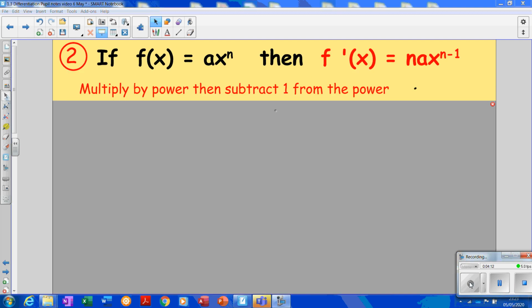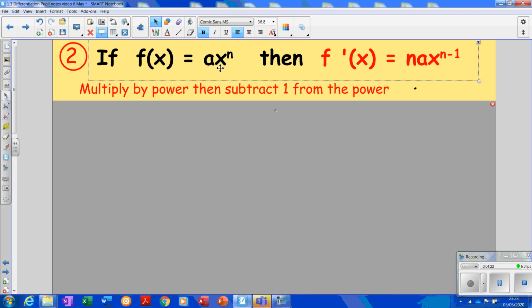Now, the only other one you're going to learn in this lesson, and the only one that you're going to need throughout most of this chapter, is this thing here. So if we know f(x) is equal to a number times x to the power of something, then to find f dash x is that thing. Now that is quite hard to see what you're doing. So there's n, you multiply by n, the ax stays the same, and the only other thing that changes is the power. So instead of it being the power of n, it becomes n minus 1.